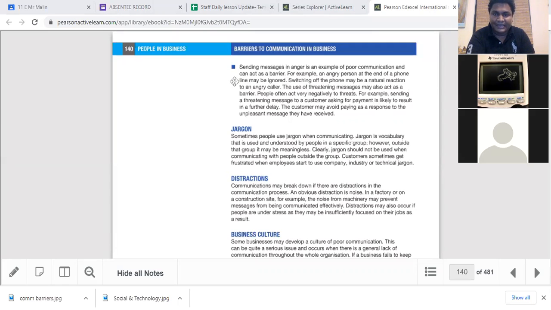For example, an angry person at the end of a phone line may be ignored, right? Switching off the phone is a natural reaction to an angry caller. Or sometimes you are just not answering the phone. It's another bad attitude. Sometimes you keep calling and messaging, but get no response at all. That's a kind of reaction to an angry person.